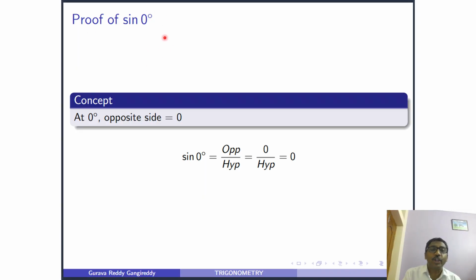Proof of sin 0 degrees. At 0 degrees, opposite side equal to 0. Sin 0 degrees is equal to opposite by hypotenuse. This is equal to 0 by hypotenuse, which is equal to 0.